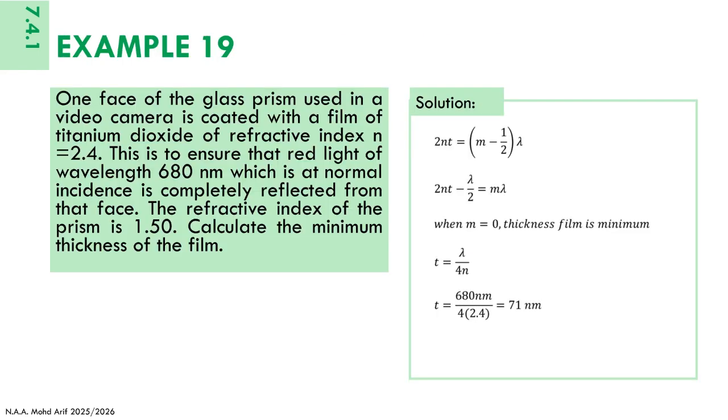Here is an example problem. We need to calculate the minimum thickness of a titanium dioxide film with a refractive index of 2.4, coated on a glass prism to completely reflect red light of 680 nanometers. The prism's refractive index is 1.50. We use the destructive interference formula and set m equals 0 for minimum thickness, which results in a thickness of 71 nanometers.